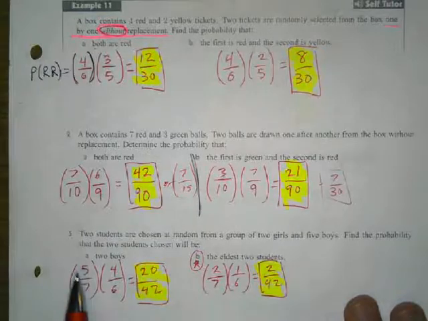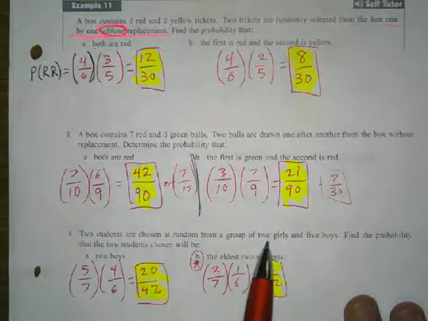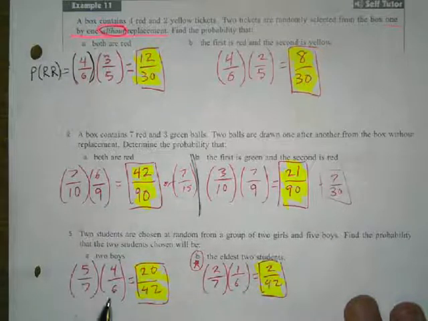Probability that you're going to get 2 boys. There's 2 girls and 5 boys in a group, so we have 5/7. One of them's taken out, now we've got 4 out of 6. Multiply those together. That's the probability of getting 2 boys.